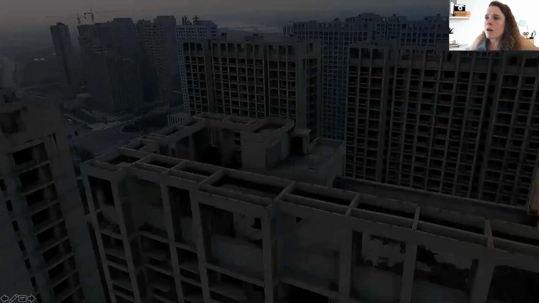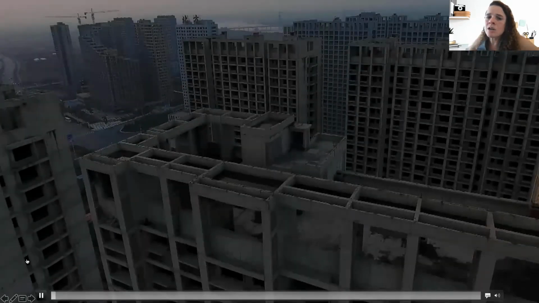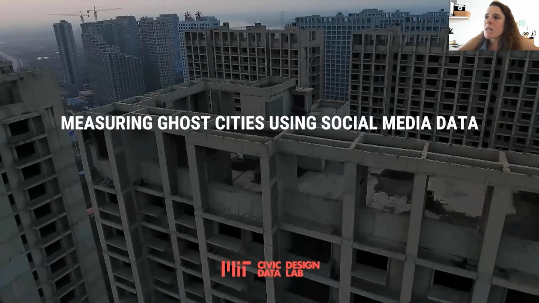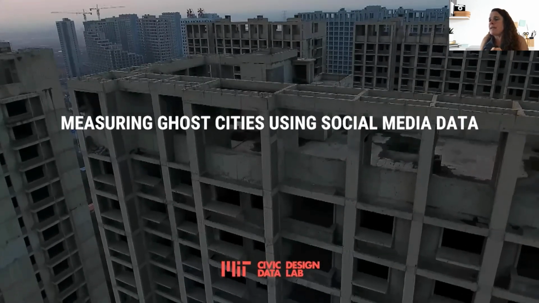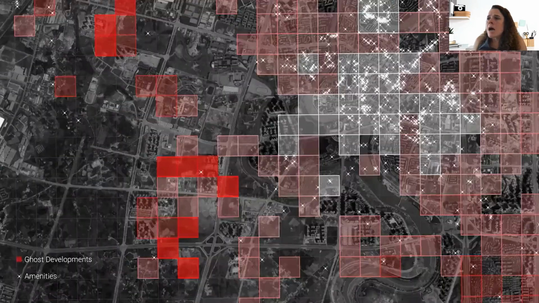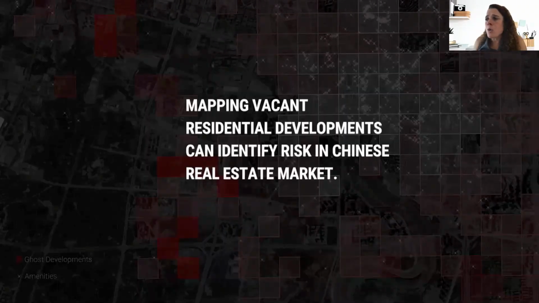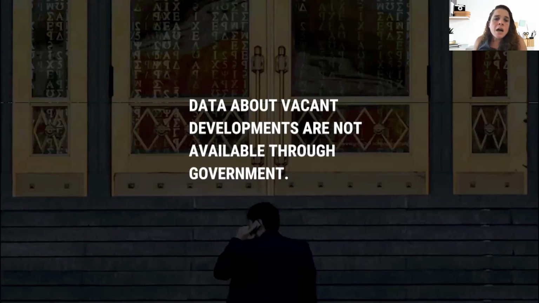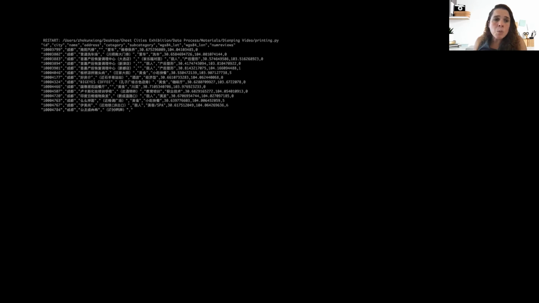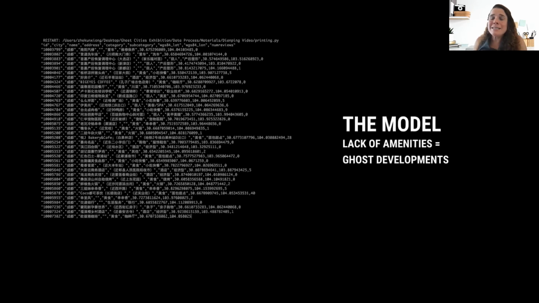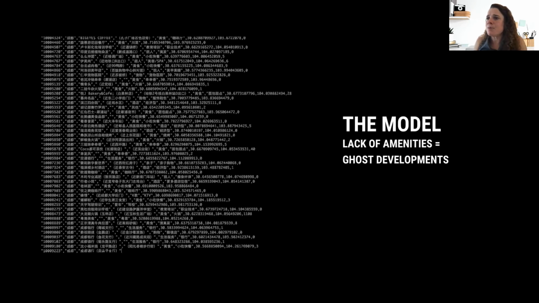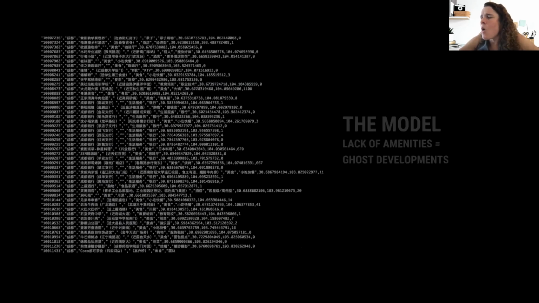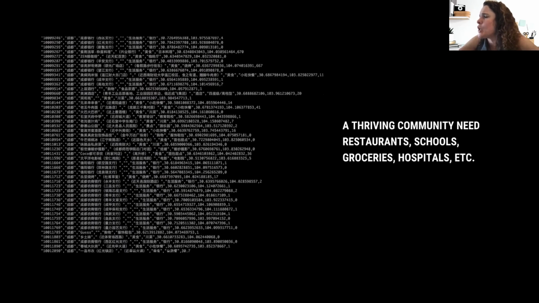So in this chapter, I'm going to bring you to China, and we really discussed how we could use this open data or social media data to identify the phenomenon of ghost cities. And mapping residential developments, we hoped, would identify risk in the real estate market in China, which could have global ramifications. Data about vacant development is not widely available in China, as is most data sets, in fact. And in this project, we really set out to identify ways in which we could find these ghost cities.